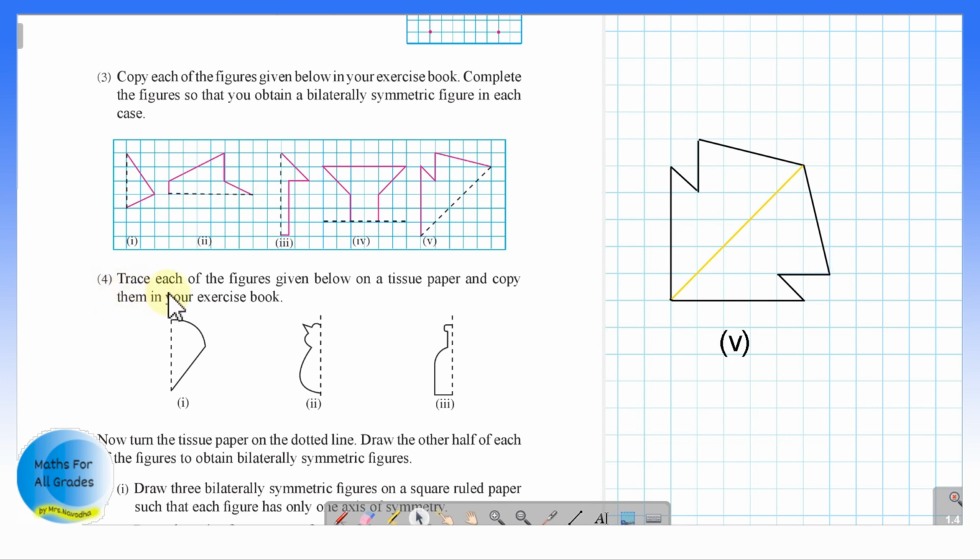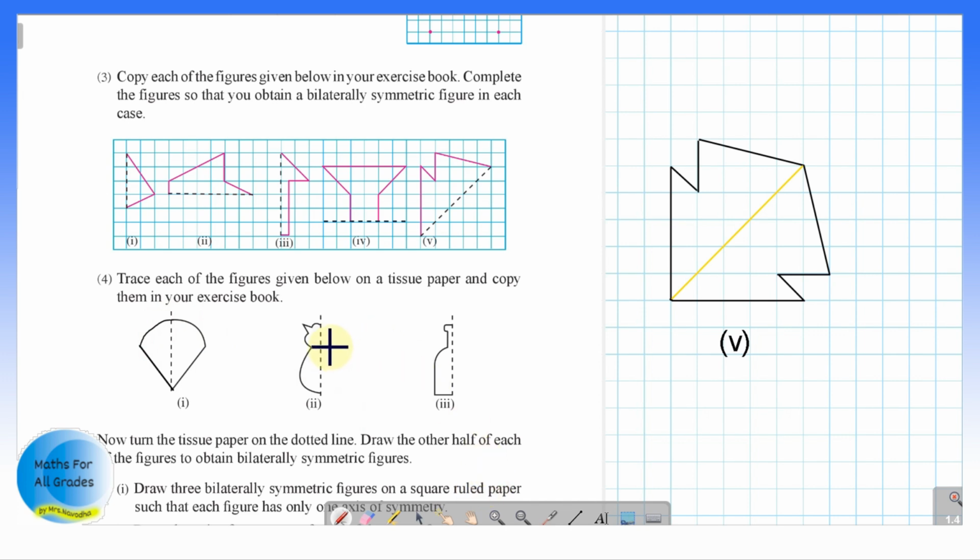Next question. Trace each of these figures given below on a tissue paper and copy them in your exercise book. To get the exact shape on the other side, you have to trace this one using a tissue paper. So once you traced it, turn the tissue paper on the dotted line so you can draw the other half easily. Here I'll just use my hand to draw and show you what kind of shape you will get by tracing. So it would be like this.